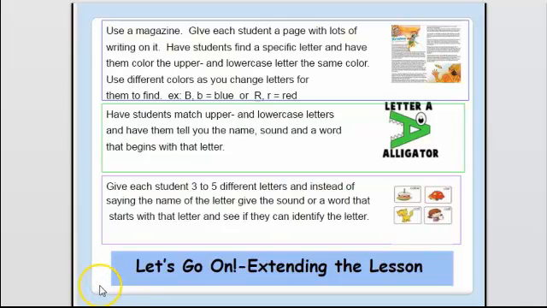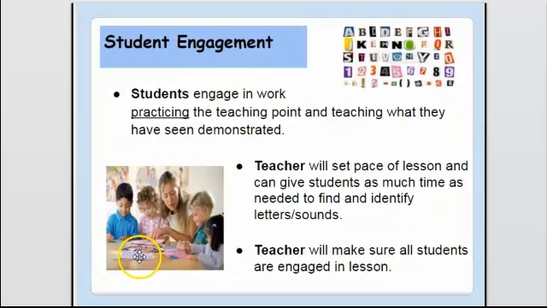The last activity is to give each student 3 to 5 different letters, and instead of saying the name of the letter, give the sound or word that starts with that letter and see if they can identify the letter. As you are working, students should be engaged in their work, practicing the teaching point and teaching what they have seen demonstrated. As the teacher, you will set the pace of the lesson and can give students as much time as needed to find and identify their letters and sounds.